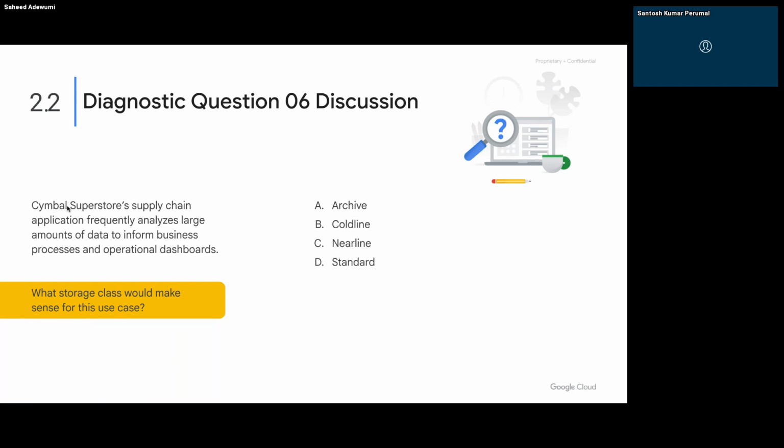So here we have the Simba Superstore supply chain application that frequently analyzes large amounts of data to inform business processing and operational dashboards. So they want to be using it frequently to analyze large amounts of data. For this we have to use Standard, because users expect frequent access to it. So if you are accessing the data frequently, you are expected to set up the Standard storage class.